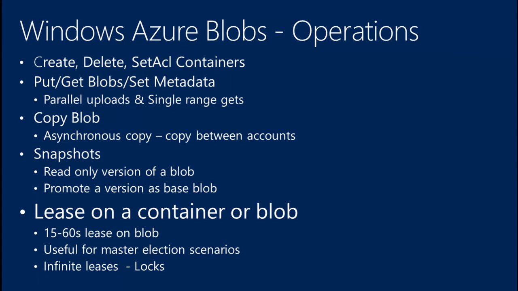We have something called leases, and you can use this for locking, for master election. So you can take a lease on a blob and just say, basically, no one can touch this blob unless they have this lease that I have. And then you can renew that lease and break it. This is really useful in a distributed system.